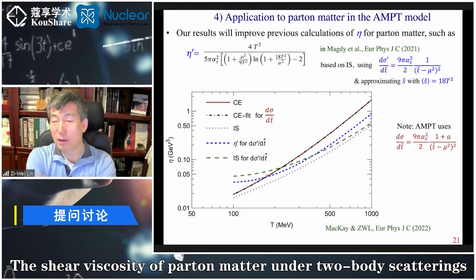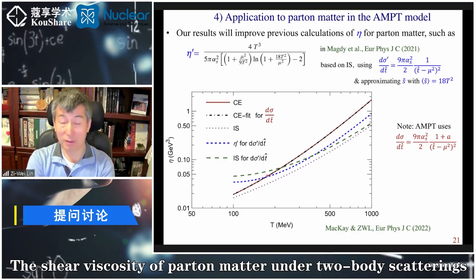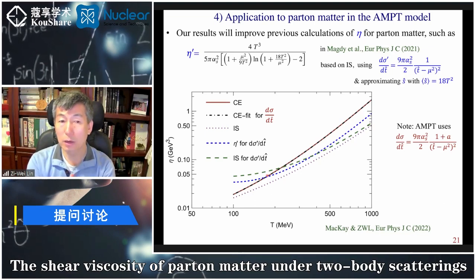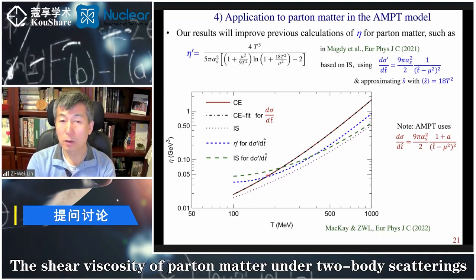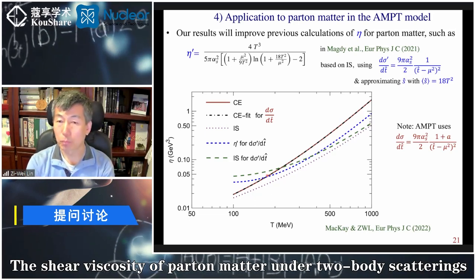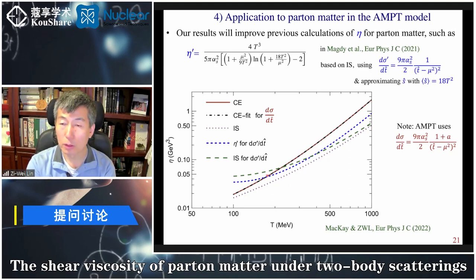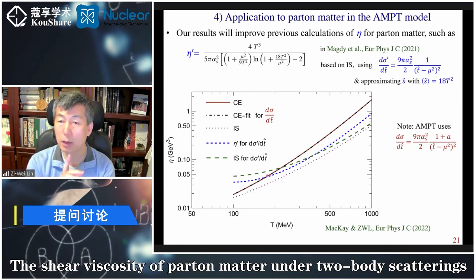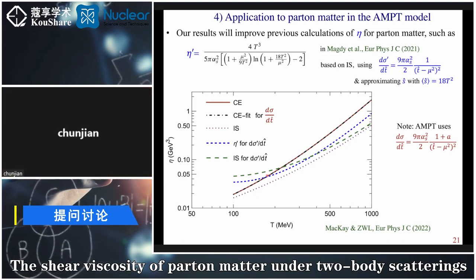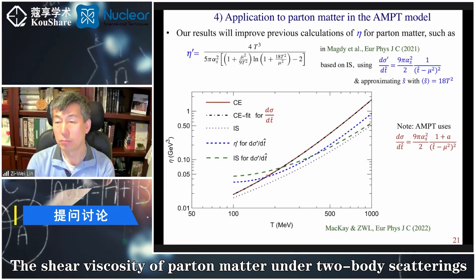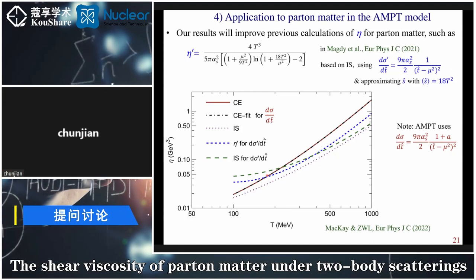Then it's hard to say what the reason is if they are different. I don't know how different they are. You want to use the correct CE method first, and also have a good idea of the temperature. How do you deal with the changing temperature? Because the same eta over S corresponds to different sigma for different temperatures. Okay, thank you.